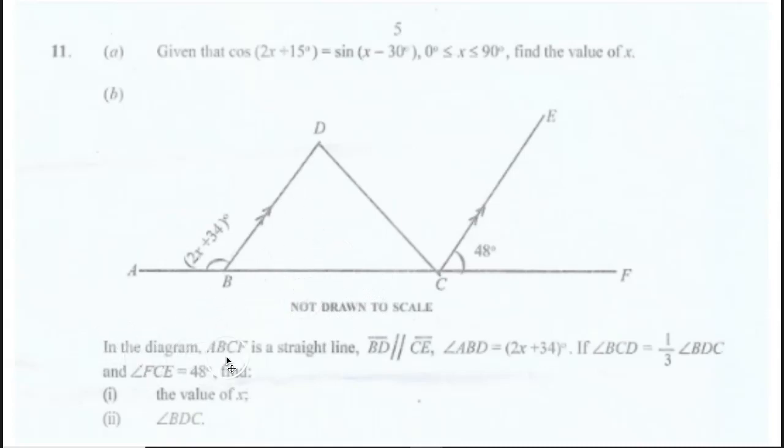In the diagram, ABCF is a straight line. Line BD is parallel to line CE, and angle ABD is equal to 2x plus 34 degrees. If angle BCD is 1/3 of angle BDC and angle FCE is equal to 48 degrees, we have to find the value of x. So let's start.